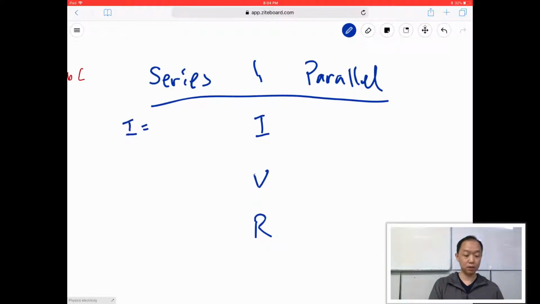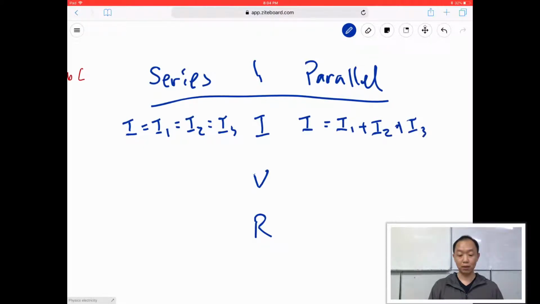What I need you to remember is I equals I1 equals I2 equals I3. So for series, I equals I1 equals I2 equals I3. Now let me explain how you can remember parallel. For parallel, for current, I equals I1 plus I2 plus I3. Now I'm going to use another color to show you what I mean. Take note of this. If this side is equal, this side will be plus. One side equal, one side plus.